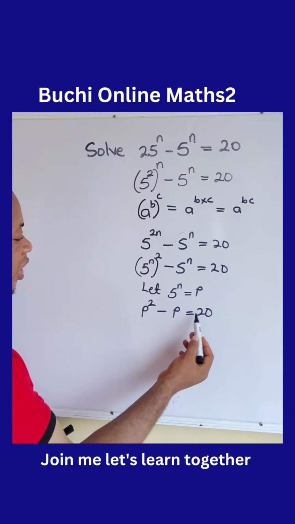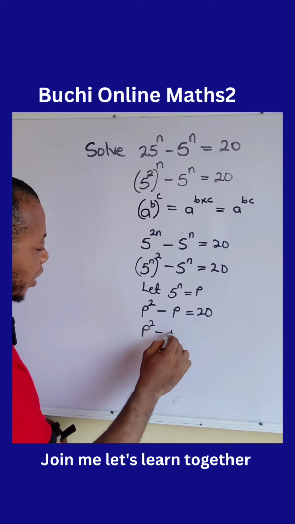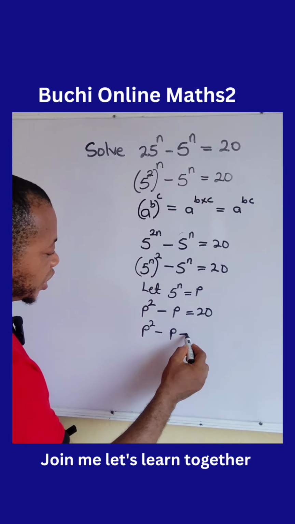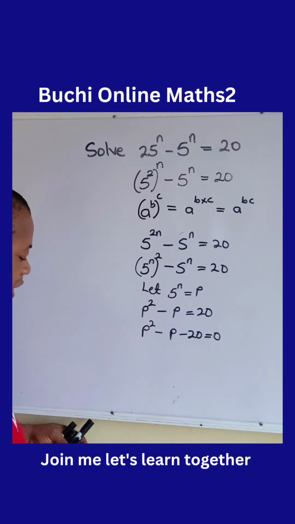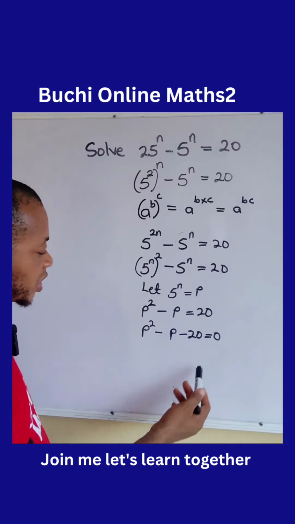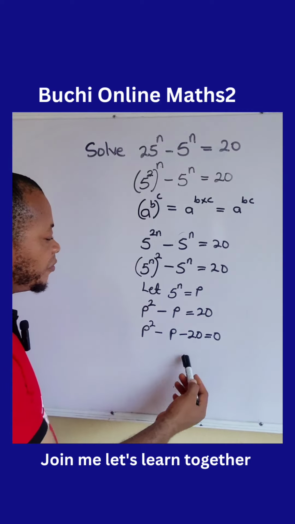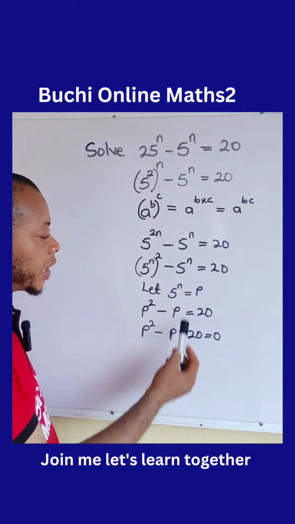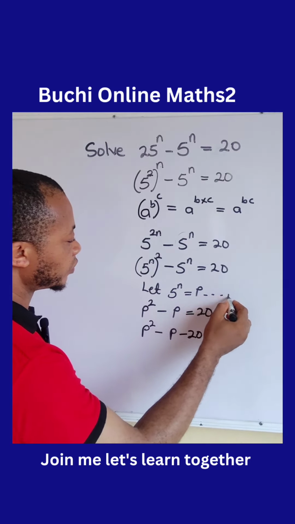Forming quadratic equation, let's bring 20 inside. This will be p raised to power 2 minus p plus 20 comes over to this side to change to minus 20 equals 0. Now this is a standard quadratic equation. We can factorize this equation so that we can get the values of p, and when we get the values of p, we go back to this equation to substitute the values of p so that we can get the values of n. So let's call this equation 1.